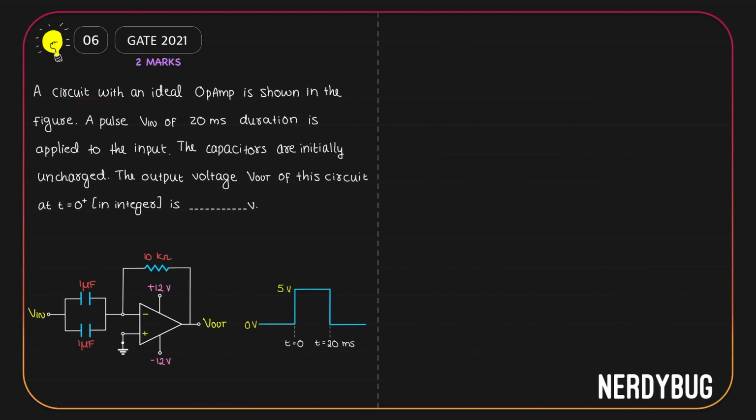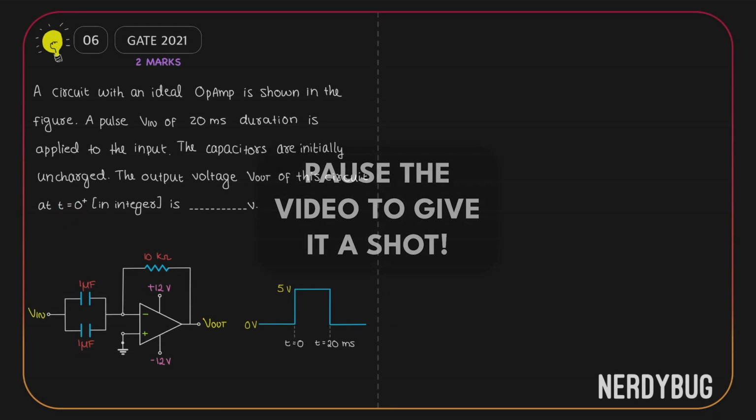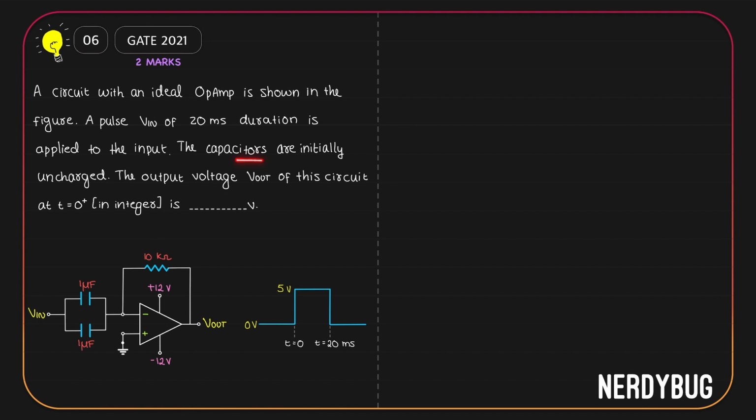We have a circuit with an ideal OpAmp. A pulse Vin of 20 millisecond duration is applied at the input. The capacitors are initially uncharged. What we have to find out is the output voltage Vout at t equal to 0 plus. See, the question says the capacitors are initially uncharged. We know a capacitor cannot charge instantly through a resistor. And what we have to find out is the output at t equal to 0 plus.